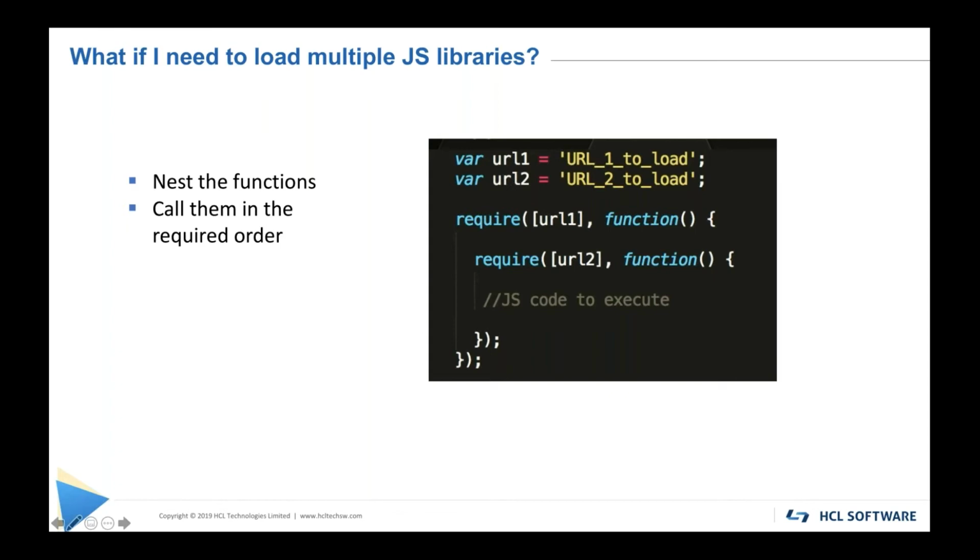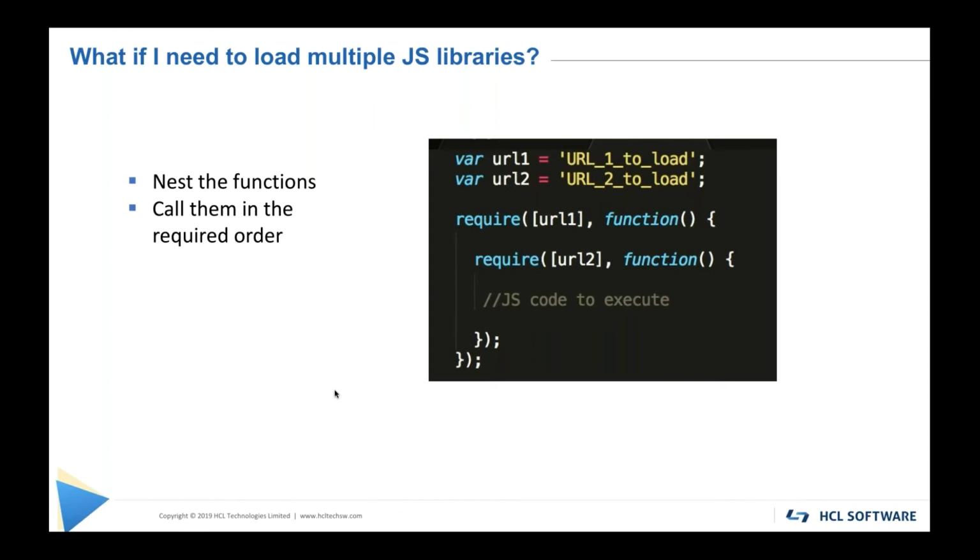So far we've been loading one URL. Well, what if I have multiple URLs I need to load? Well, the answer is nest the functions. So you can nest these as deep as you want. And what you need to be mindful of is, in some cases, certain JavaScript libraries are going to be dependent on other JavaScript libraries. So you have to look at the order. And in many cases, it's very important in the order that you're loading these things. All right, so you can nest these.